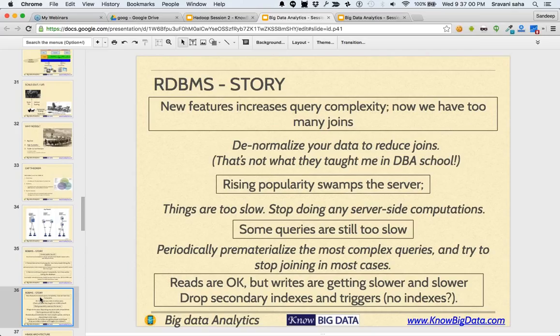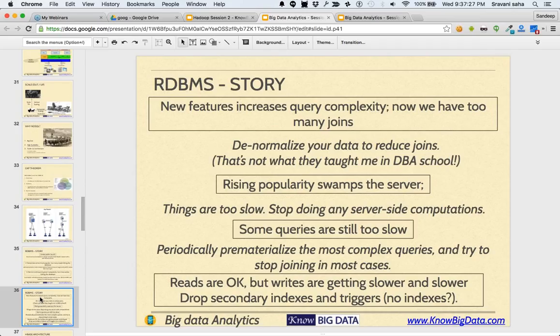We let go of secondary indexes, we let go of triggers, we let go of stored procedures, we let go of referential integrity, and we let go of consistency. Now, if somebody is from a database background, he will feel as if, what is the point of having a database then? The answer is data in and data out, nothing more than that.